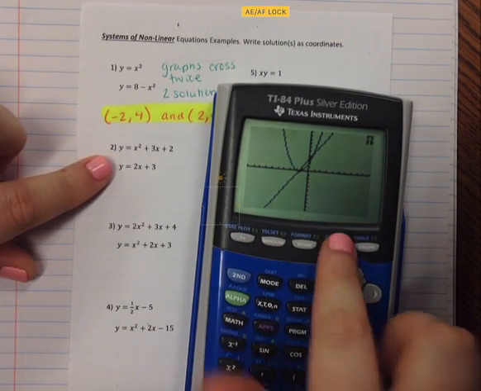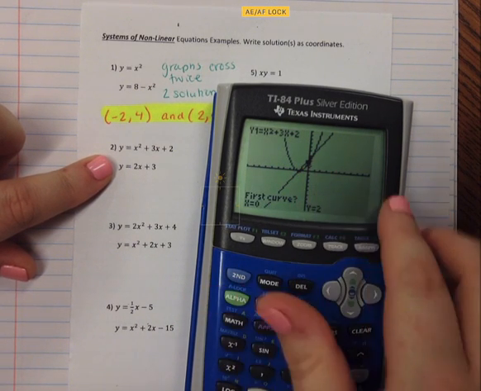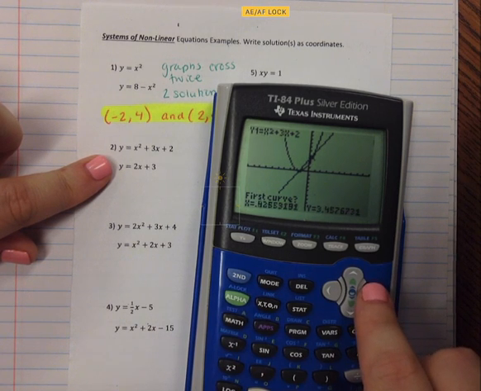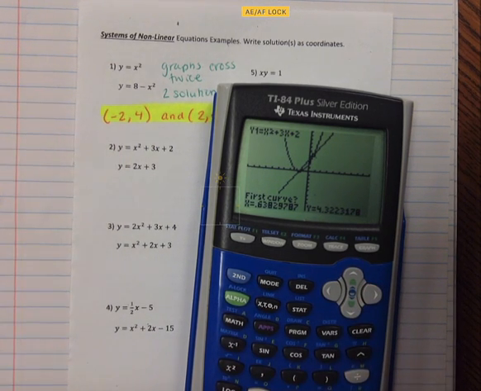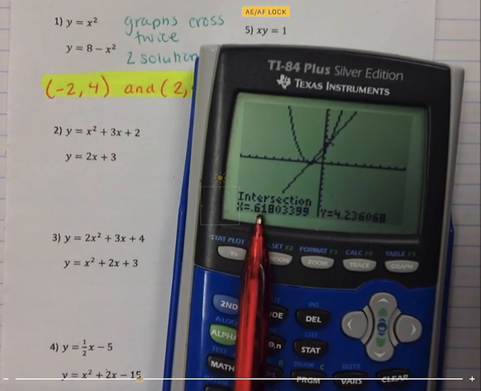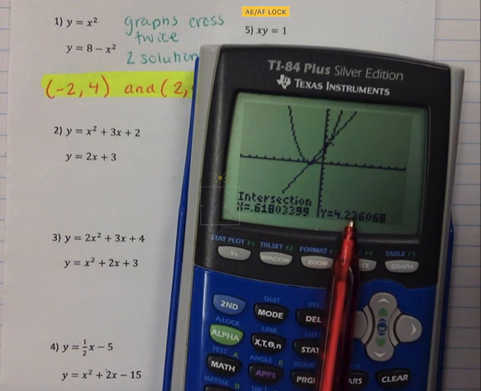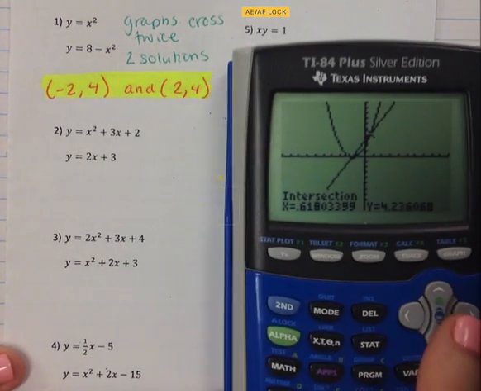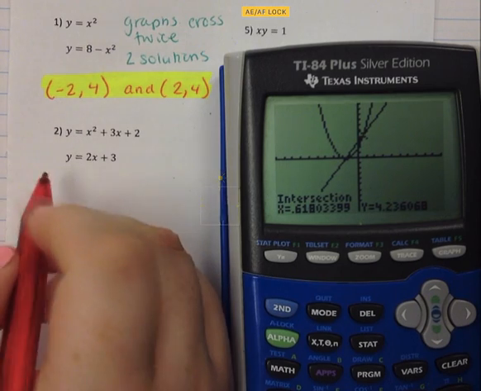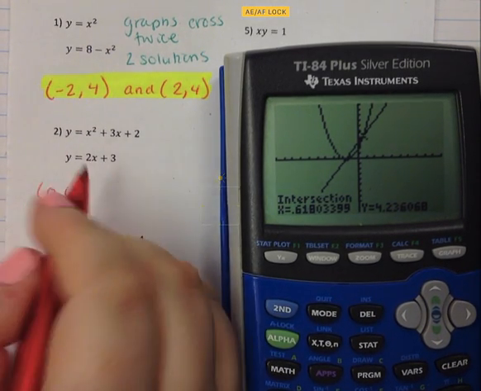I'm going to press second, trace 5, and my cursor is blinking right here, really close to one of the intersections, so I'll just press right until I get to that intersection. Once I'm at the intersection, I press enter 3 times. Enter, enter, enter. This one is at a decimal: x looks to be 62 hundredths, and y is 4 and 24 hundredths. So I'm going to write my coordinate: 0.62, 4.24.